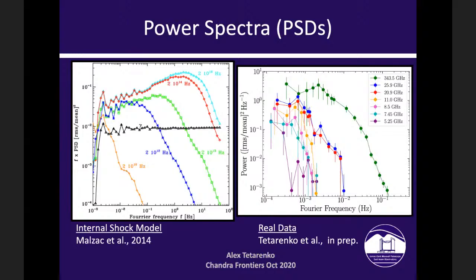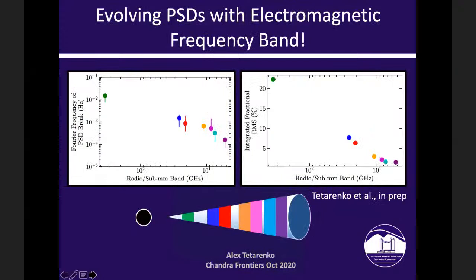So to put a bit more of a quantitative spin on this, here on the slide you'll see a plot of the break frequency in the power spectra from the previous slide, as well as the integrated fractional RMS under the power spectra, basically just a good measure of variability amplitude in the different bands. And you can see a nice beautiful trend pop out in both of these different metrics as well. Now, what we think, at least to first order, is that this changing Fourier frequency break is actually tracing the distance downstream to the different emission regions in the jet.